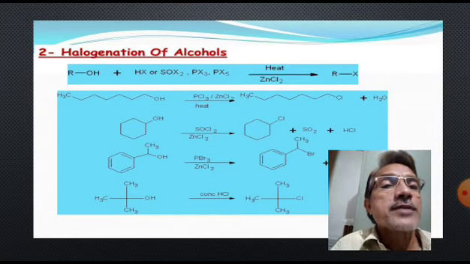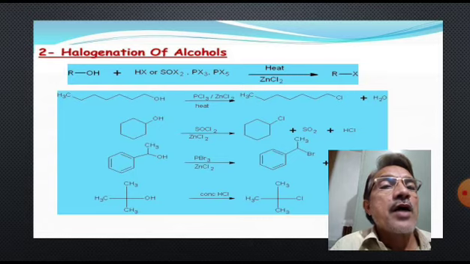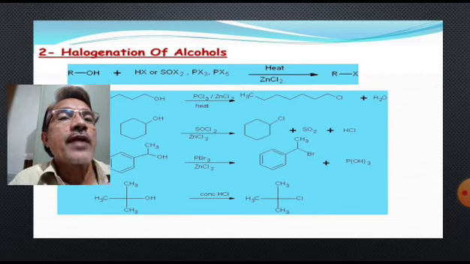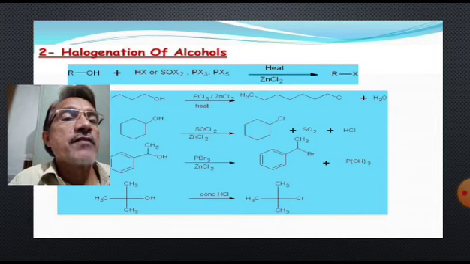In the third example, substituted benzyl alcohol is taken. Methyl substituted benzyl alcohol is taken for halogenation. This substituted benzyl alcohol, when treated with PBr3, the OH group is substituted by a Br atom.